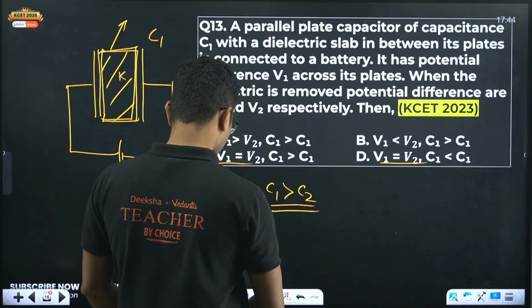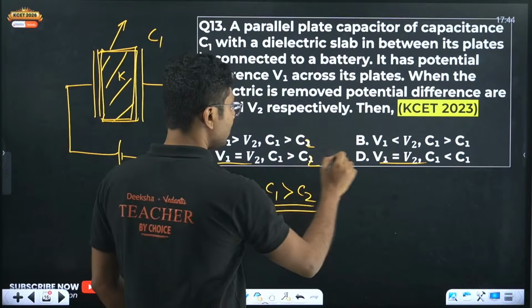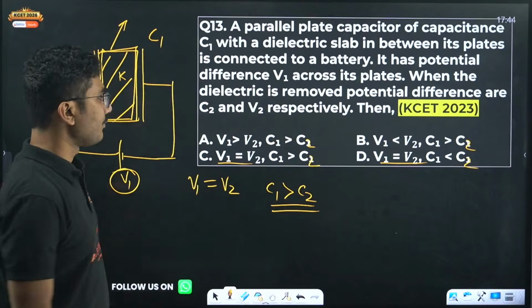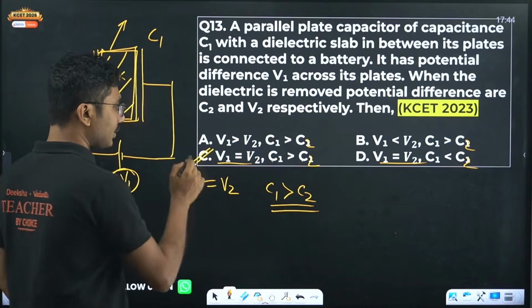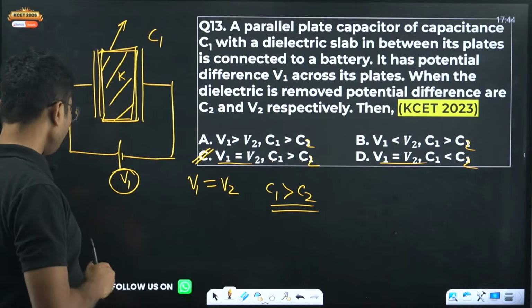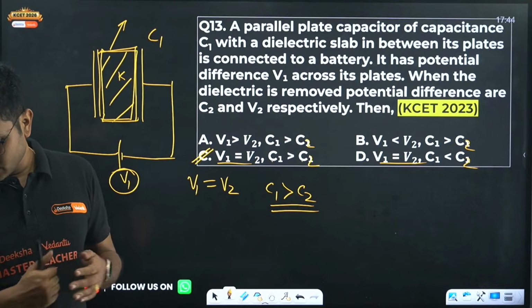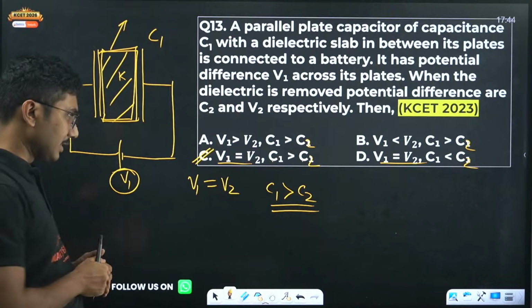I think one small error is there, so let me say the second one is 2. Obviously we can see that C1 is greater than C2, so option C is correct. I can see Anant, Tarun, Kavna, Sweet, Jayashree, all of you have answered correctly.